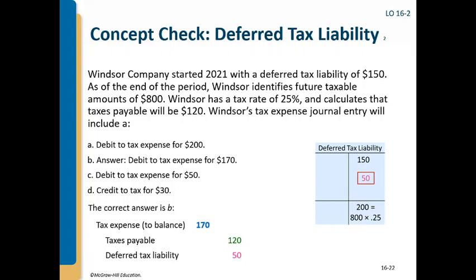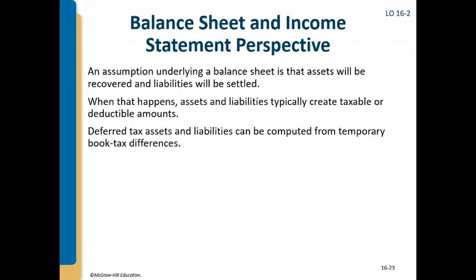So you've got your taxes payable of 120. You've got to increase your deferred tax liability by 50. So those two numbers. And again, your tax expense is simply the product of those two numbers. Tricky.